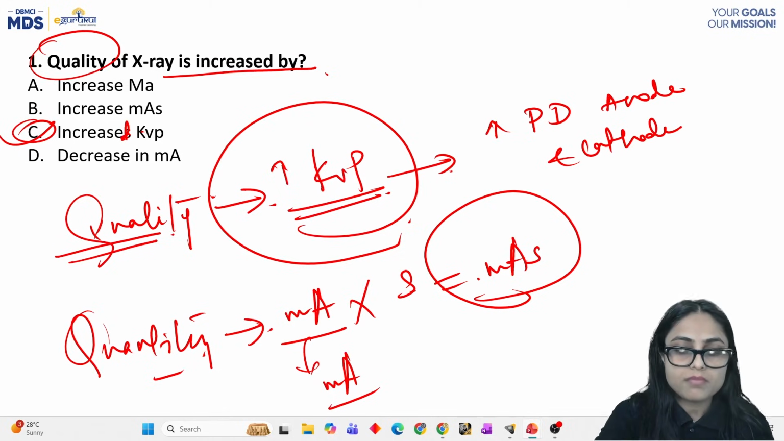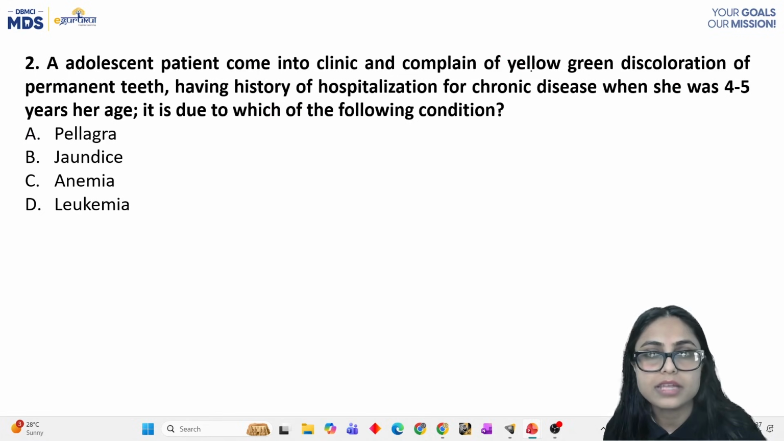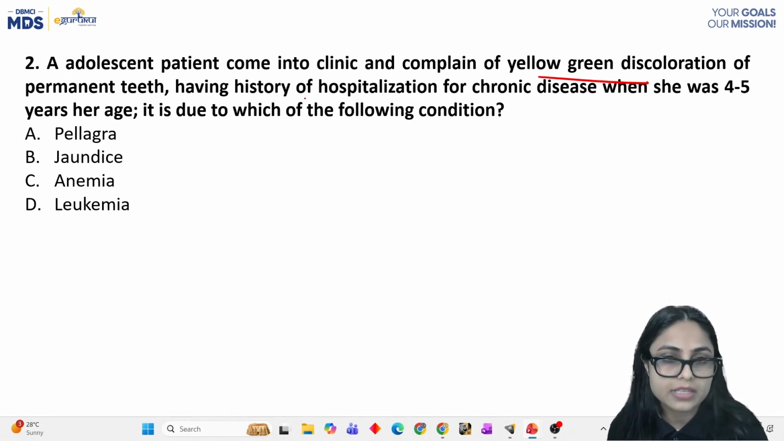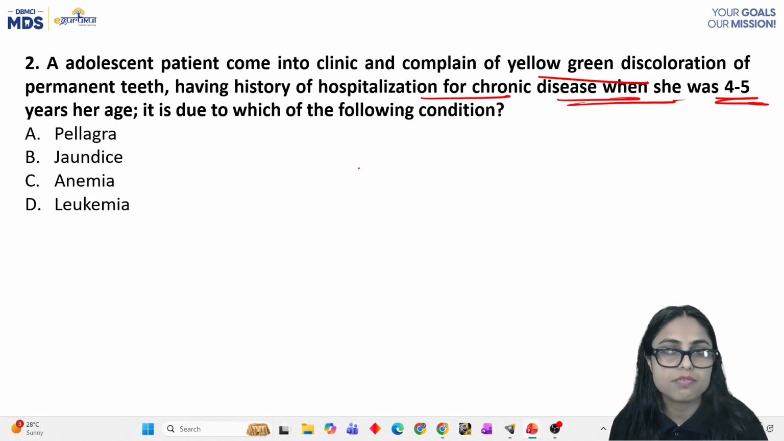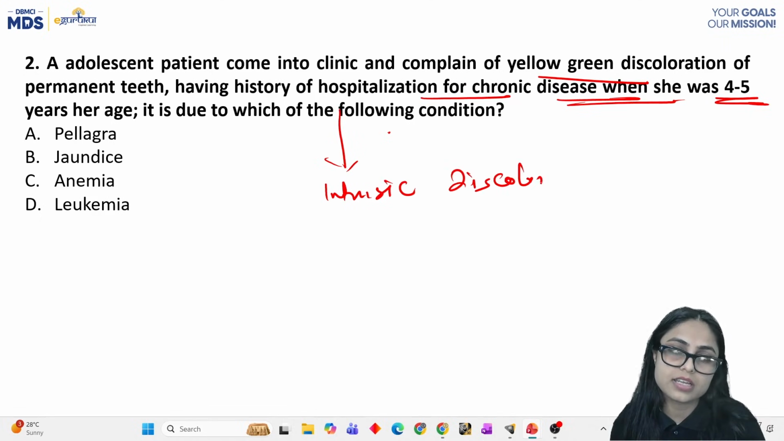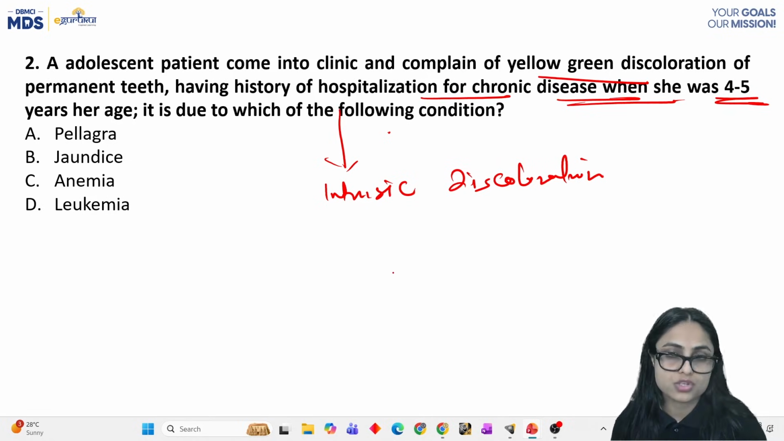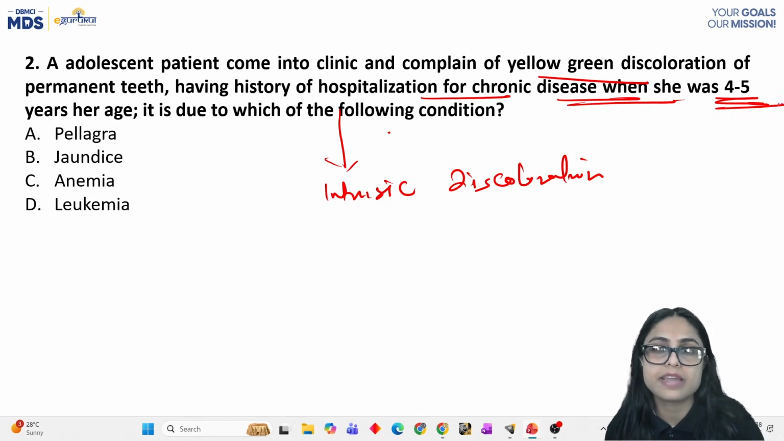All right. Moving on to the next question, an adolescent came to the clinic with a complaint of yellow-green discoloration of permanent teeth, having history of hospitalization for chronic disease when she was 4 to 5 years of her age. And this discoloration of teeth is due to which of the following condition? So you must have heard about the intrinsic discoloration. When the child is at the pre-eruptive stage, your permanent teeth are in the pre-eruptive stage at 4 to 5 years of age.